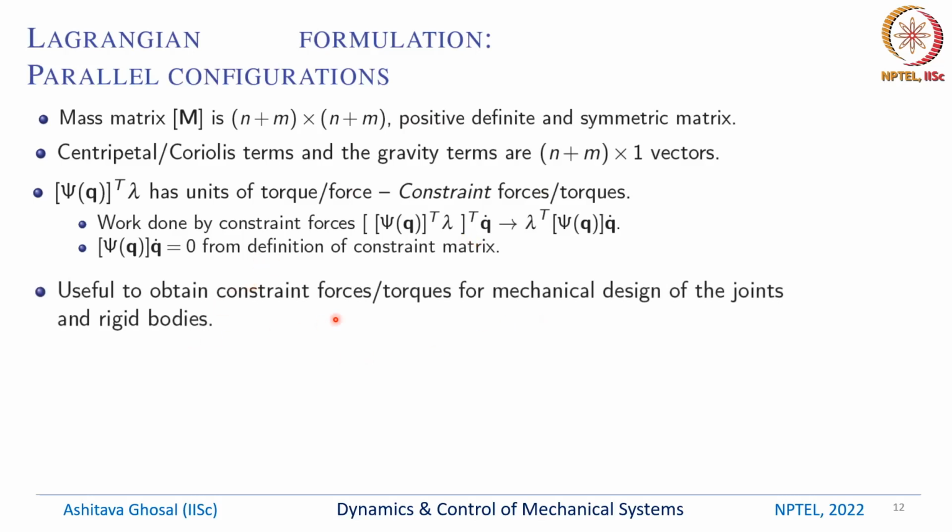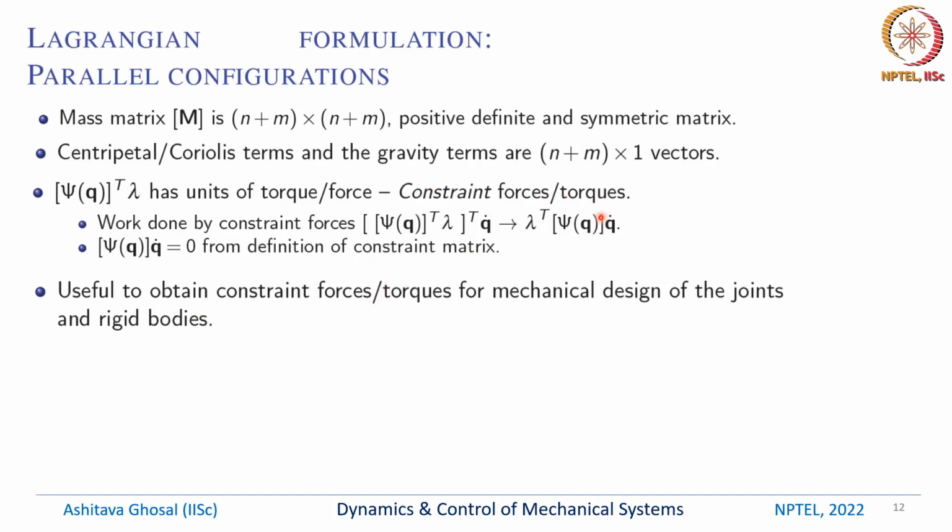It is useful to obtain constraint forces and torques for mechanical design of joints and rigid bodies. Although they do not appear to add to the work done or to the kinetic energy of the system, we still need to know what these constraint forces are. The whole idea is similar to what we looked at in the Newton-Euler formulation. Not only do we need the torque due to the motor, but we also need to know the reaction torques. In this Lagrange formulation, the same reaction torques and forces appear as constraint forces and torques.